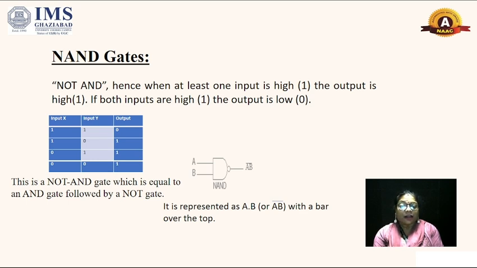That means if we are having 0 0, we will be having output as 1. In the case of 1 1, we will be having the output as 0. Otherwise, in all the cases, we will be having the output as 1. It will be just opposite to what AND is providing to us. This is a NOT AND gate, which is equal to the AND gate followed by the NOT gate. It is also represented by A dot B or AB bar. Bar shows the negation of AND gate.